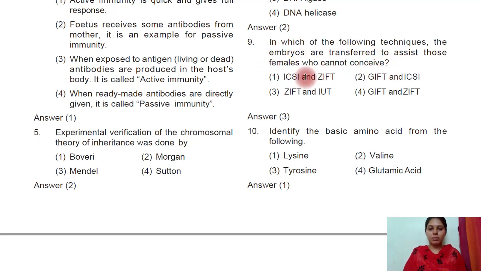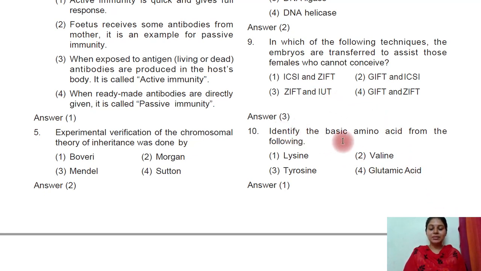Here they talk about females with PCOD, PCOS or other discomfort, who cannot conceive at all. In this, the option is ZIFT and IUT, because you have this intrauterine transfer, right? So directly they inject the semen, and in ZIFT it is the zygote. They culture it under the laboratory environment, and then they inject. So ZIFT and IUT is the most required answer.